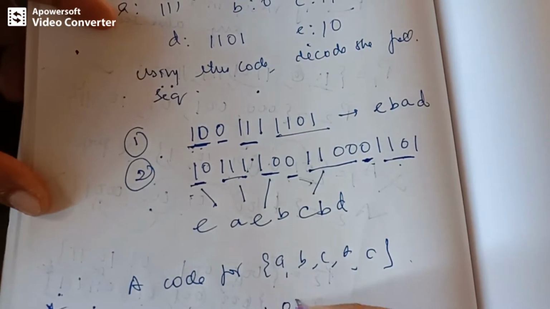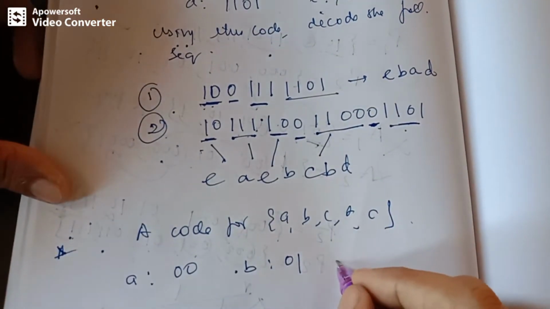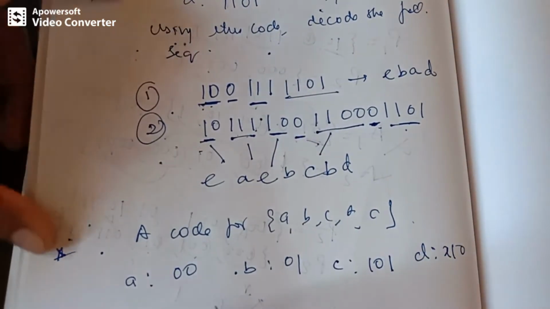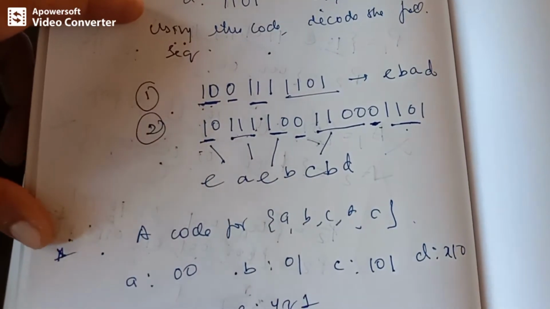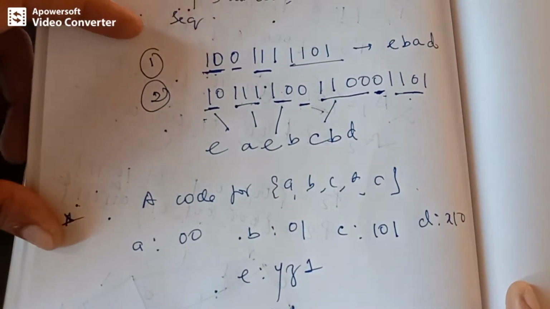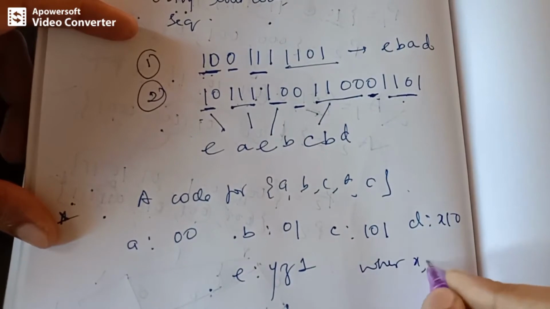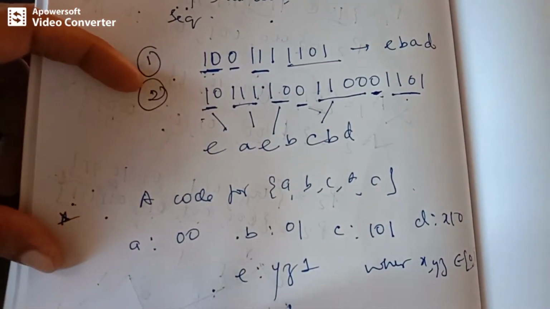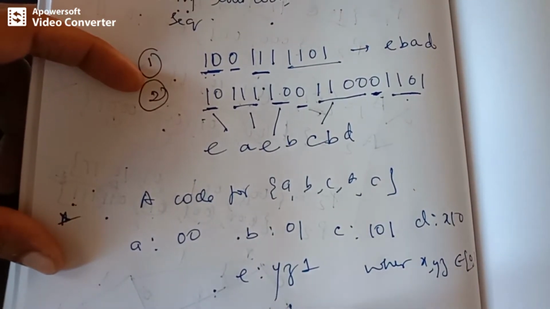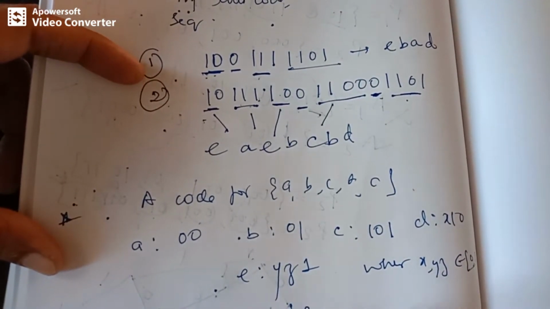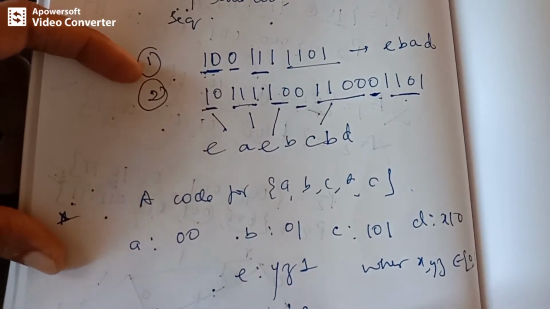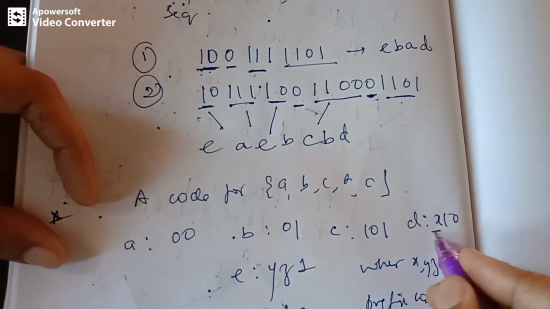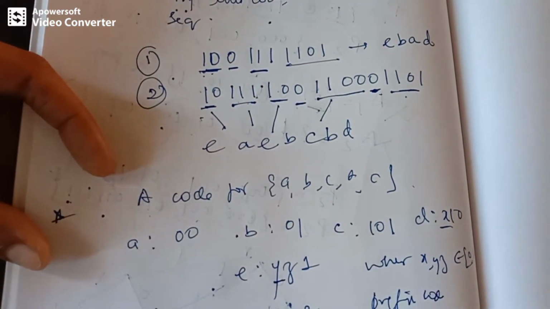For A it is given 0, 0, for B it is given 0, 1, for C it is given 1, 0, 1, for D it is given X, 1, 0, and for E it is given Y, Z, 1. So this is the code that is given, where X, Y, Z belong to the set 0 and 1. We are supposed to determine X, Y and Z so that the given code will be a prefix code. So we have to find out the values of X, Y and Z so that it will be a prefix code.